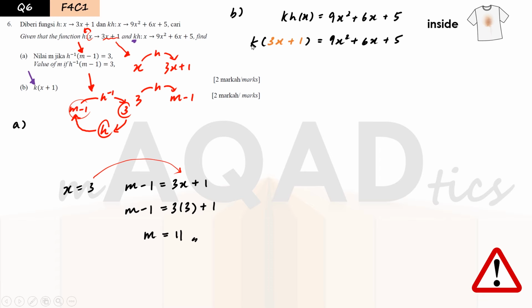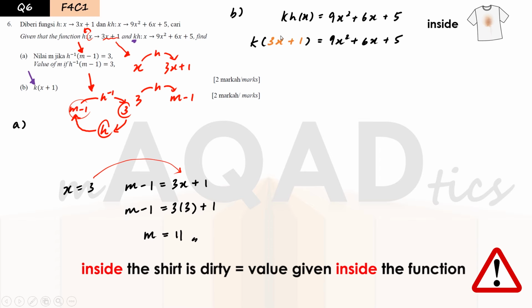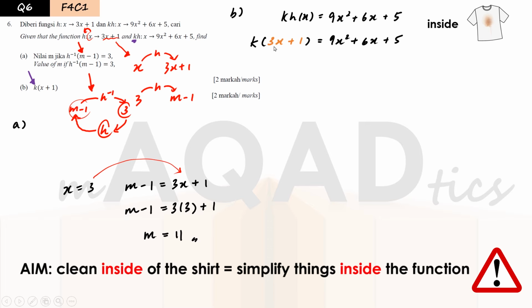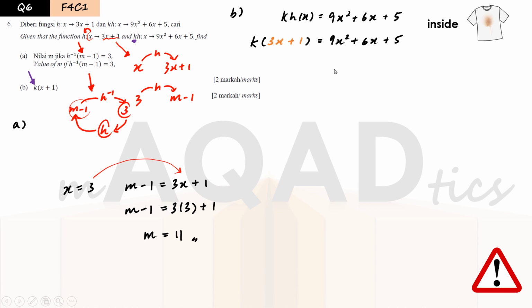We have a function on the outside, but inside of it, we have a value, the 3x plus 1. So our aim here, of course, for the shirt is to clean the shirt on the inside, and for our equation, it is to simplify the thing inside the function. So how do we do that? Of course, we need to have our materials ready, right? To clean the shirt, we need to have soap. But how about our equation here?